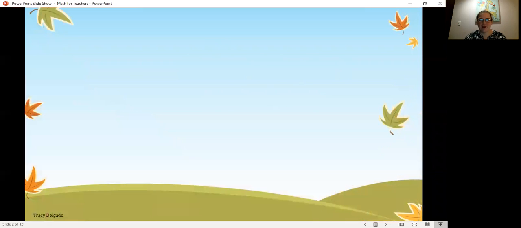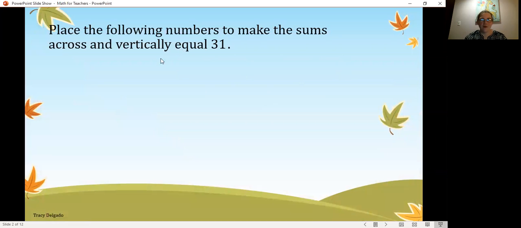All right, let's get started with these puzzles we're about to solve. We're going to solve a puzzle where we place the following numbers to make the sums across and vertically equal 31. Those numbers are 8, 10, 11, 12, and 13.